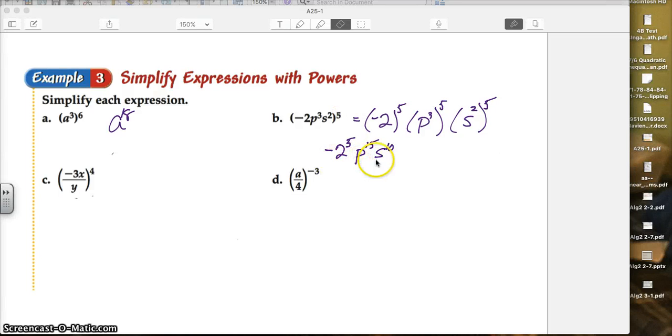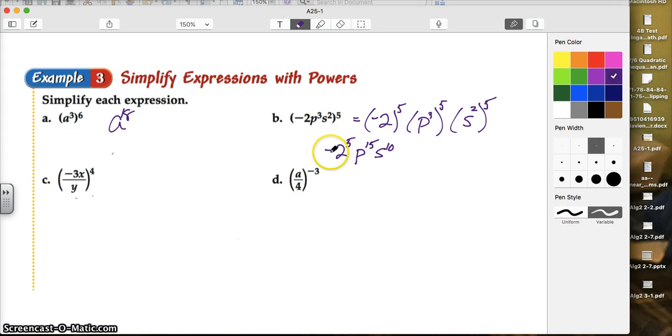Okay, so picking up from this problem, we've got negative 2 to the fifth power times p to the 15th s to the 10th. This is pretty much done. We could add a little bit more here by recognizing that this is negative 2 to the fifth power. And I should have probably put parentheses around this and left it that way, because negative 2 to the fifth power would be negative 2 written out 5 times multiplied together. Well, 2 to the fifth power is 32.